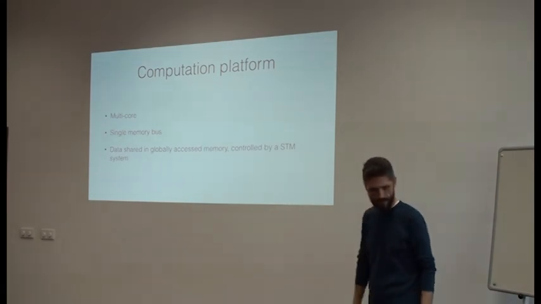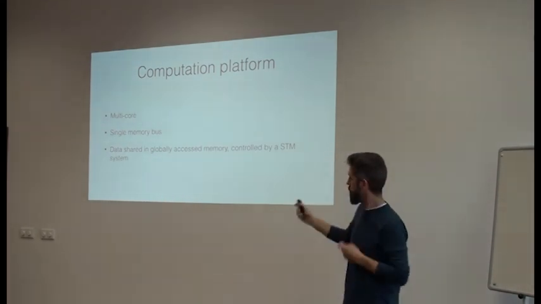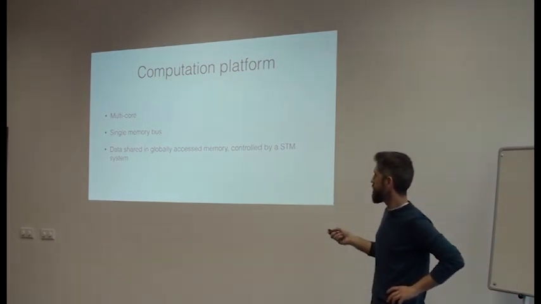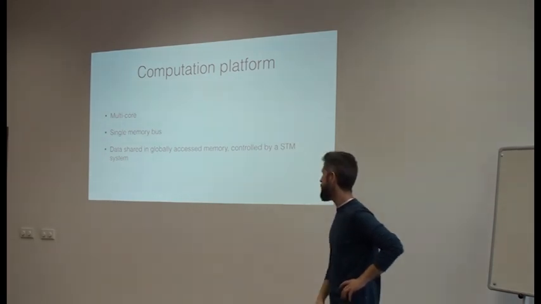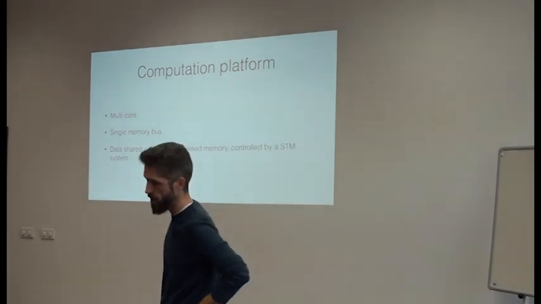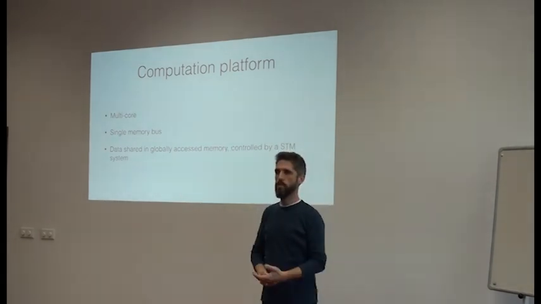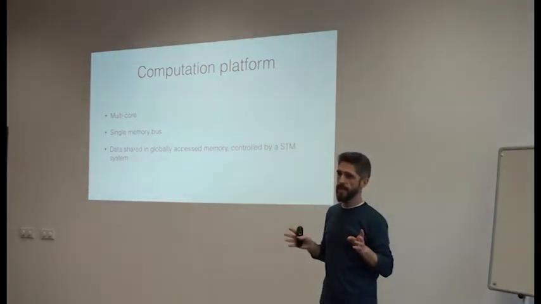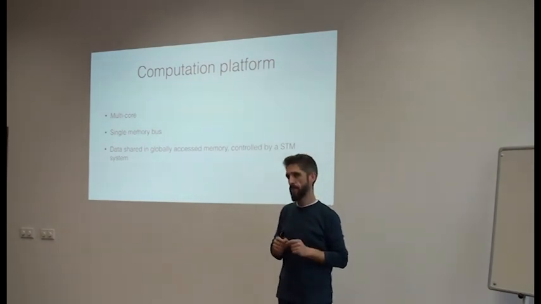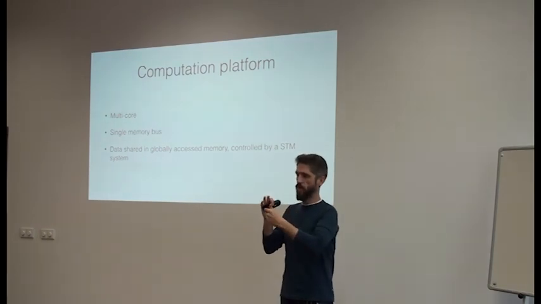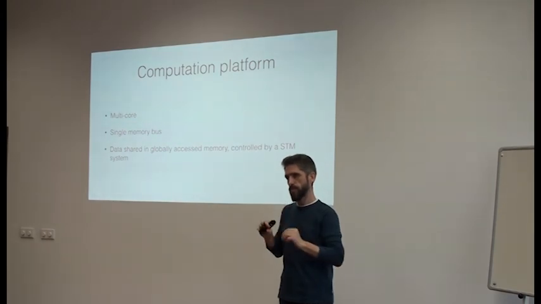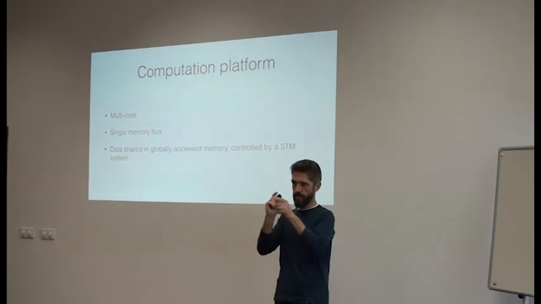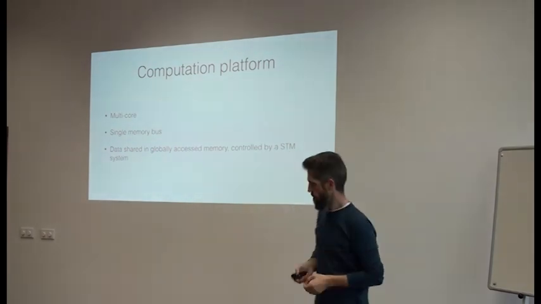So, model of computation. We have multi-core computing architecture with a single memory bus. Our work is assuming this computation platform, and data is shared in global accessed memory controlled by an STM system. So you have one global memory. All tasks can access the same memory, right? But once a task is executing in a core, it has its own copy of the data set. Okay? So it can proceed in parallel and fast, instead of having all these collisions.